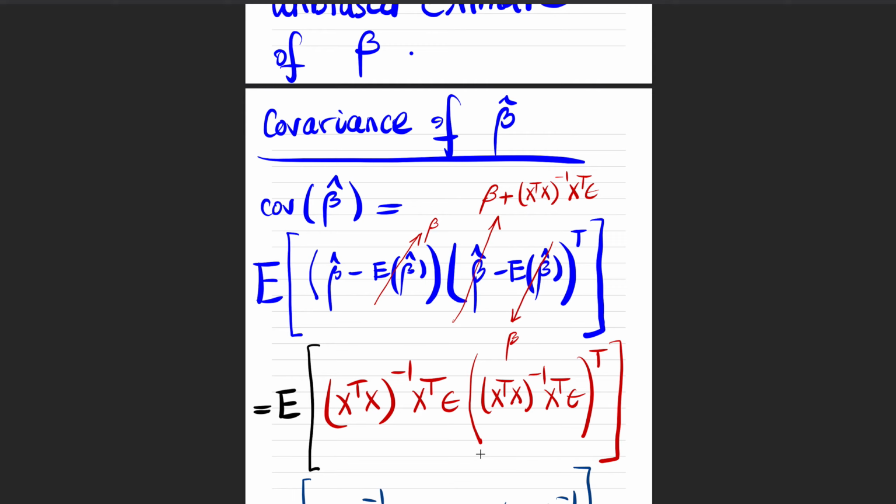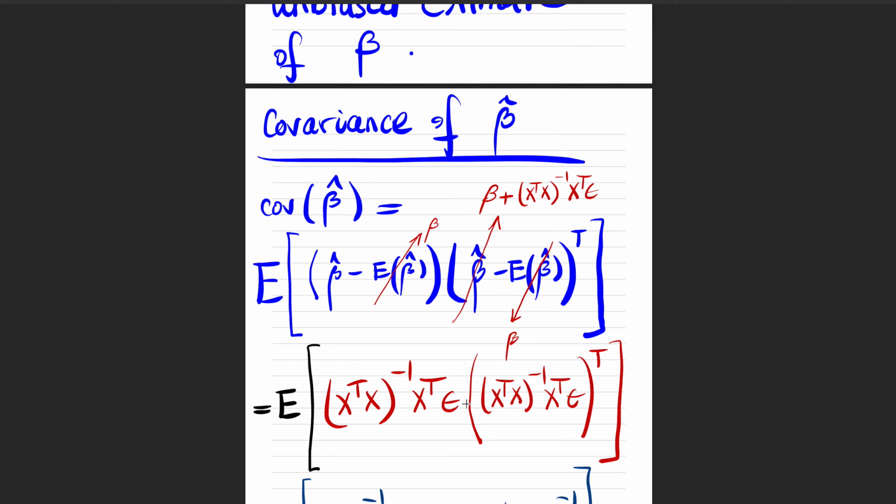And the good thing is that we are doing this difficult math at the beginning of the semester, where you still have more time, as opposed to the middle and end when you have other exams. Anyway, beta hat minus the expected value of beta hat is X transpose X inverse times X transpose epsilon.